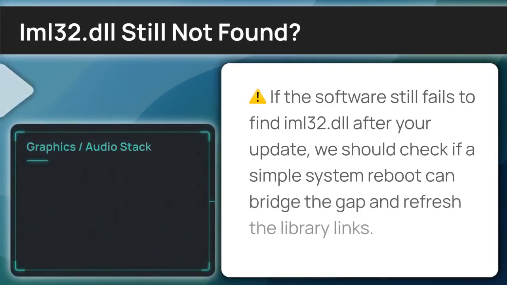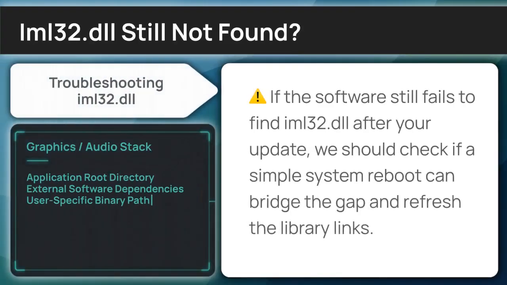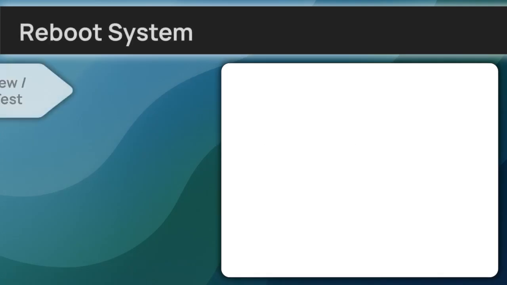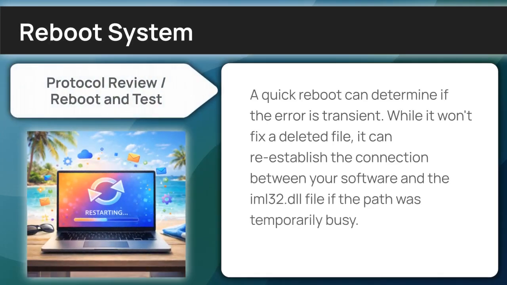If you're still seeing the missing file notification, we should attempt to force a synchronization between the software and the OS. A quick system restart is a practical way to ensure that all shared libraries, including the iml32 library, are being loaded correctly into the current session's memory.